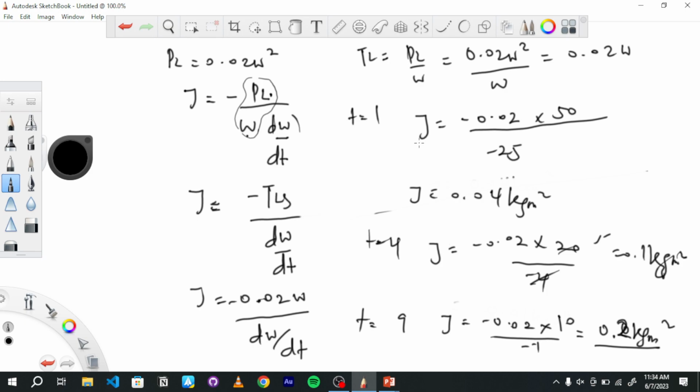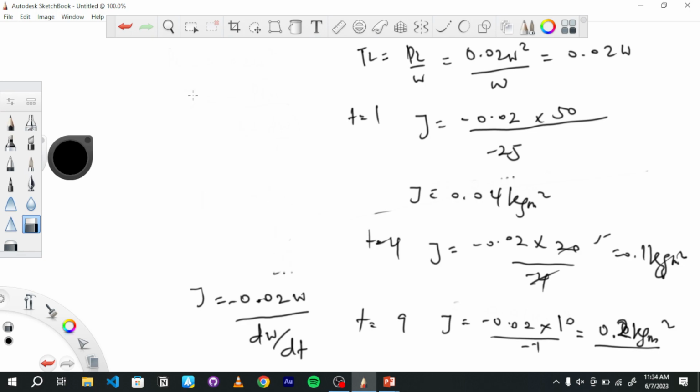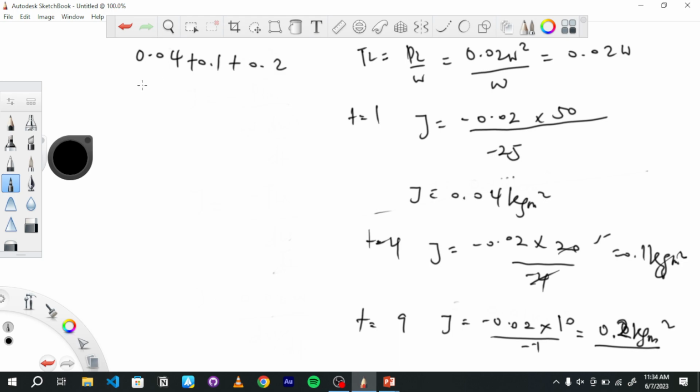So now we have J, right? We have J at different times. If you want to find what J actually is, you just find the average of the three. So average is just the sum: 0.04 plus 0.1 plus 0.2, and there are three J's, so all over 3. When you compute this, you get 0.113 kilogram meter squared.